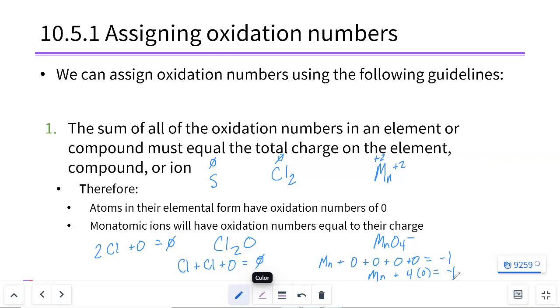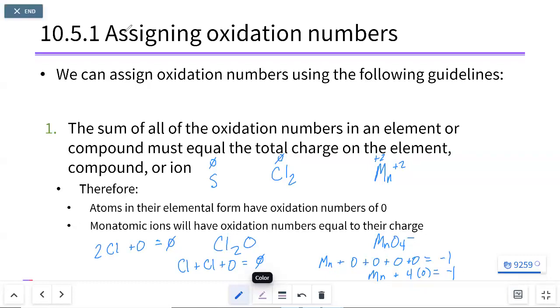So these are the things that we can do using this first rule to at least start to point us in the correct direction. Now, if I have an ion or an element that is easy, only one type of element in it, then I know what to do. I just take whatever the charge is, and that's the oxidation state also. If I have compounds or polyatomic ions, I've got to do a little bit more. And here's where the second guideline would start to come in.